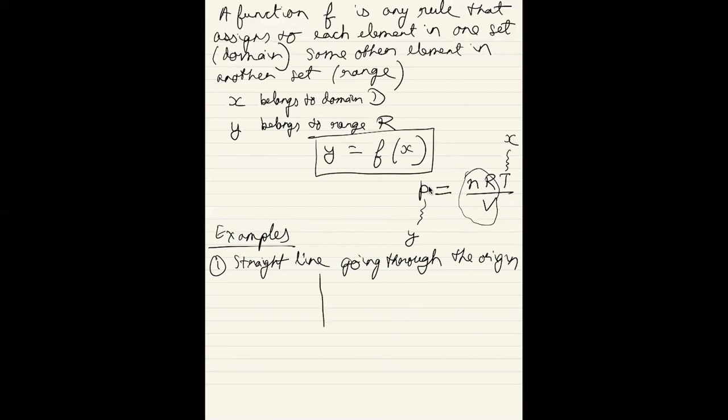So let's say we have an axis over here. This is my X and this is my Y. And we know that in order to describe a straight line going through an origin, it goes through here, we need only one parameter. Y is equal to mx, where m is called the slope of the straight line.